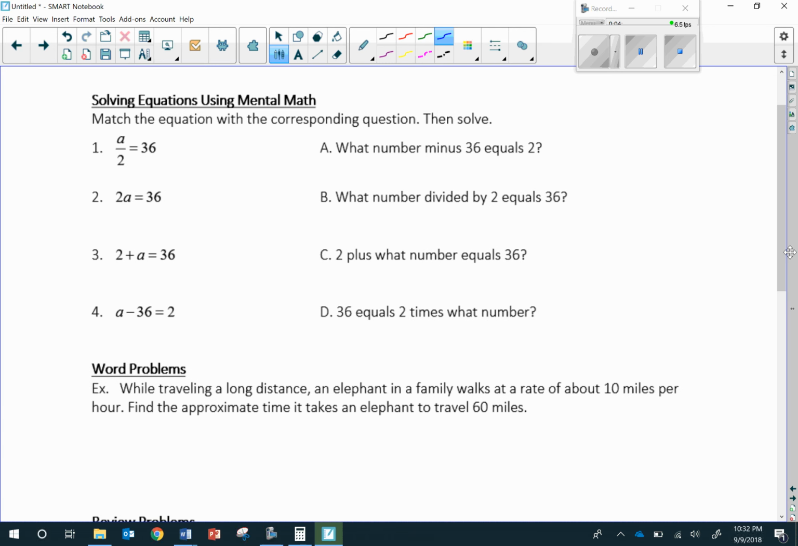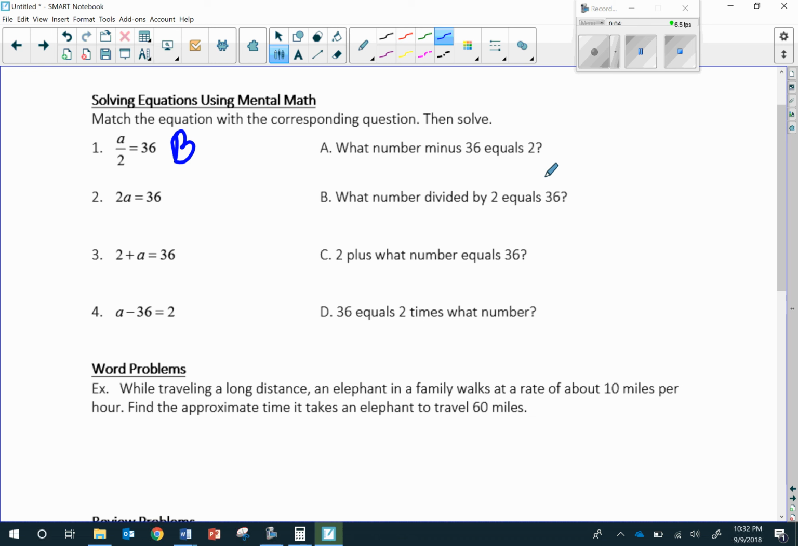Alrighty, moving right along. The next section is asking us to match equations with a corresponding question and then to solve it. So you'll see we have 4 equations on the left-hand side with some questions to match them up with. Number 1 says a divided by 2 equals 36. If we look at this, it matches up with letter B. What number divided by 2 equals 36? I'll go ahead and match all of them up and then we'll go back and solve them.